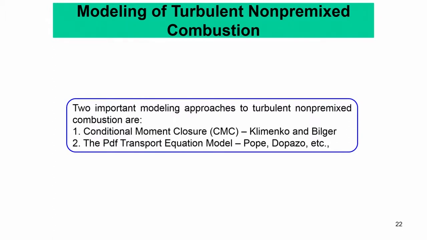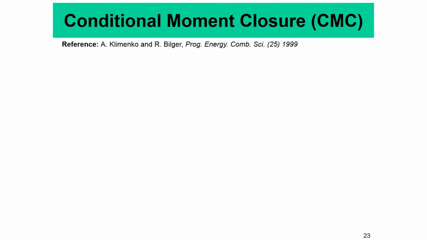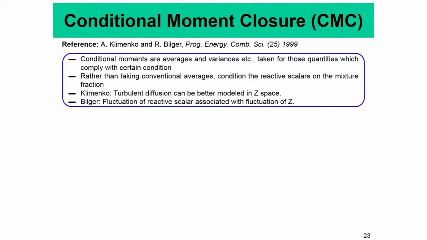In detail we have discussed the flamelet approach, and these two things are more advanced and more complex also. But we'll just discuss them, and these two are essentially the conditional moment closure approach by Klimenko and Bilger, and the PDF transport equation model by Pope and Dopazo. And we'll just go to this. So first we'll go to this conditional moment closure. This is just an overview, I'll not go into the details.